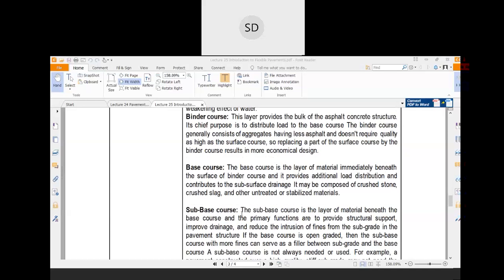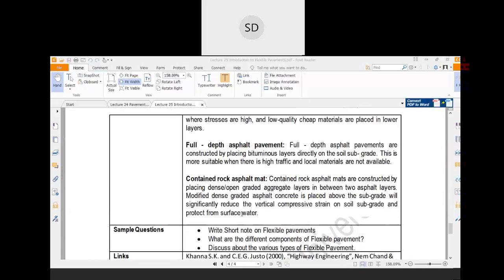Okay, so for this reason, the thickness of the surface course in the full depth asphalt pavement would be much higher than the traditional pavement layer. So this method is suitable when there is high traffic and local materials are not available.